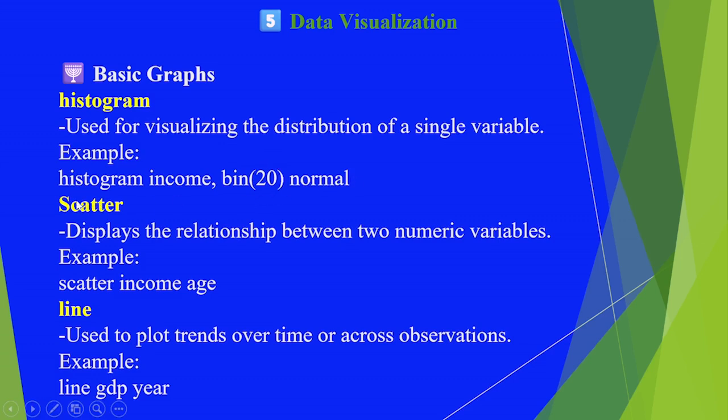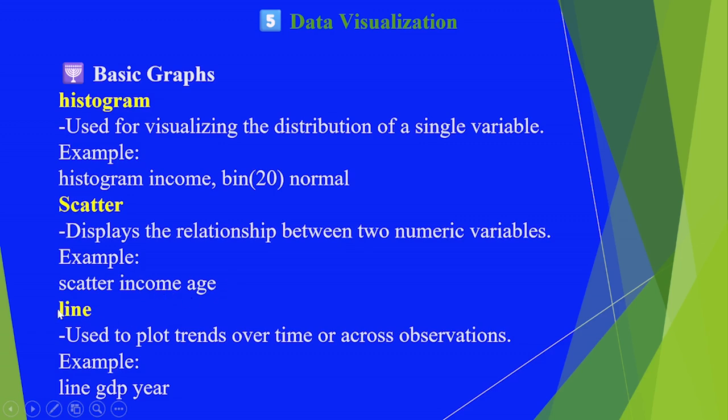And we have now the scatter plot as one of the basic graphs. The scatter plot will display the relationship between two numeric variables, and the two numeric variables in our data set are income and age. So if we just say scatter income age, we get a scatter plot representation of both income and age.